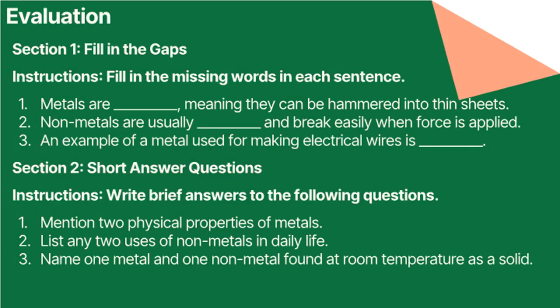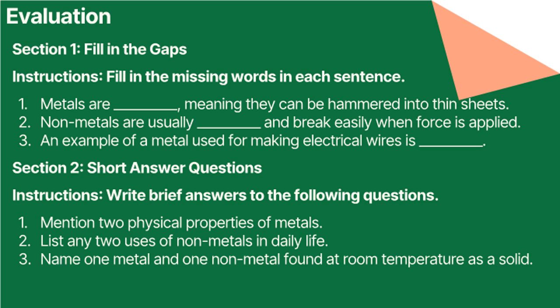Now let's test your understanding. Fill in the missing words in the following sentences. Number 1, metals are blank, meaning they can be hammered into thin sheets. Number 2, non-metals are usually blank and break easily when force is applied. Number 3, an example of a metal used for making electrical wires is blank.